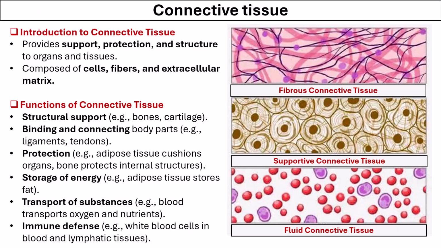The first class of tissues we are going to talk about is connective tissues. Connective tissue is the one that provides structure, support, and protection to the organs. They are composed of cells, fibers, and extracellular matrix. So that is their basic structure. You would have some cells with a matrix or semi-jelly-like material around them, and in this material you would have some fibers, which can be elastin fibers or collagen fibers.